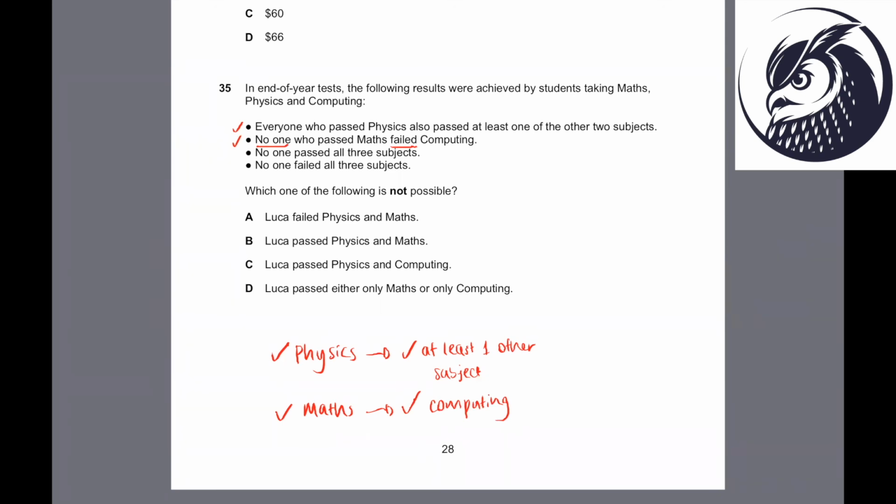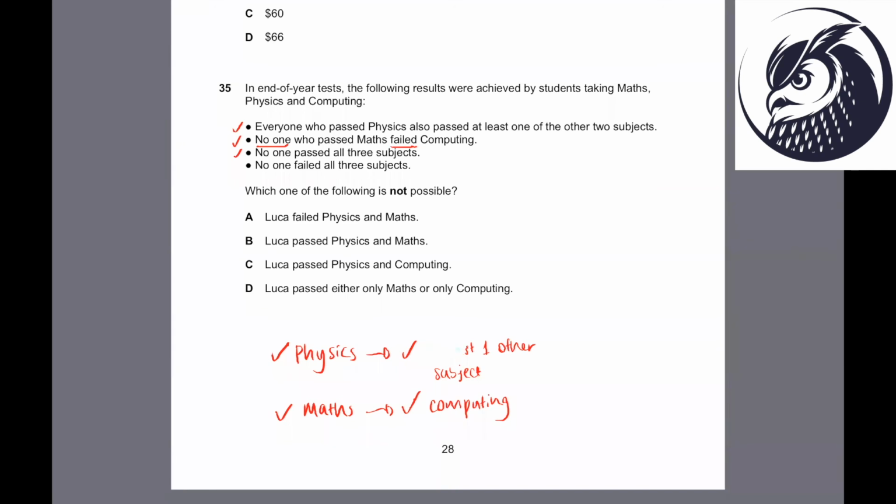We have written it in the flowchart. Now the third condition says that no one passed all 3 subjects and no one failed all 3 subjects. Okay. Now, because of the third condition that no one passed all 3 subjects, if we go back to this first condition here, we know that if they passed physics, they passed at least one other subject. Well, now we can kind of change that. We know that they could only have passed one other subject simply because you can't pass all 3.